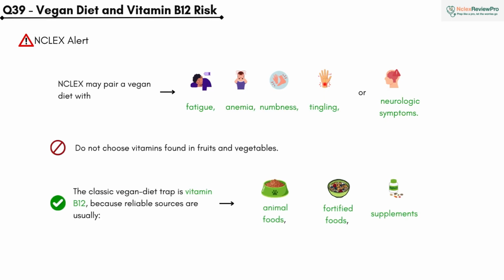Now, here is the NCLEX alert. NCLEX may pair a vegan diet with fatigue, anemia, numbness, tingling, or neurologic symptoms. Do not choose vitamins commonly found in fruits and vegetables. The classic vegan diet trap is vitamin B12 because reliable sources are usually animal foods, fortified foods, or supplements.